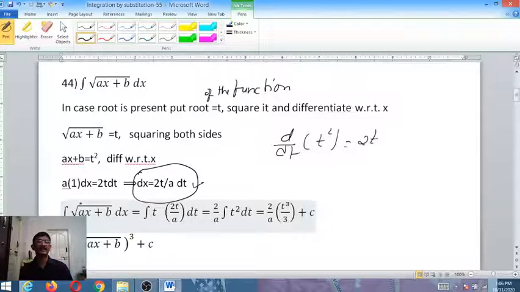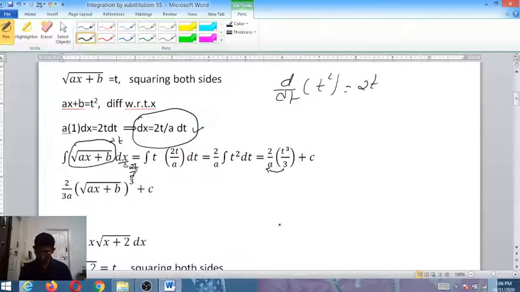So in this integral, the entire root of ax plus b will be equal to t. And this dx will be equal to 2t by a dt, right? This a is a constant, 2 is a constant, so 2 by a is out. Integral of t into t, t square dt, is t cube by 3. This 3 is a constant, so it comes here: 2 divided by 3a into t cube. What is t here? t is root of ax plus b, so it is root of ax plus b whole cube plus c. Okay, so this is the answer.